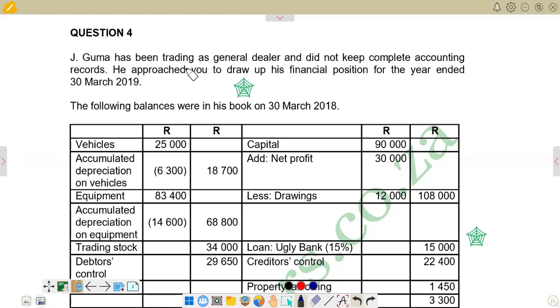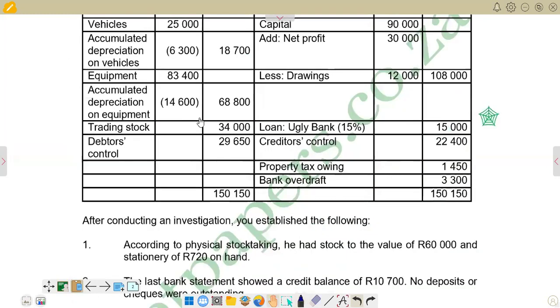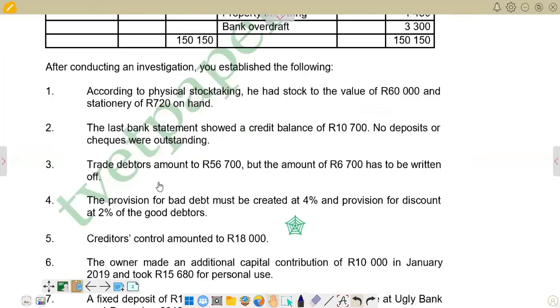On this question, we are still working on question 4. The question reads: J. Kuma has been trading as a general dealer and did not keep complete accounting records. He approached you to draw up his financial position for the year ended 30 March 2019. The following balances were in his books on 30 March 2018. So we are given a list of balances, and beneath that we have additional information.